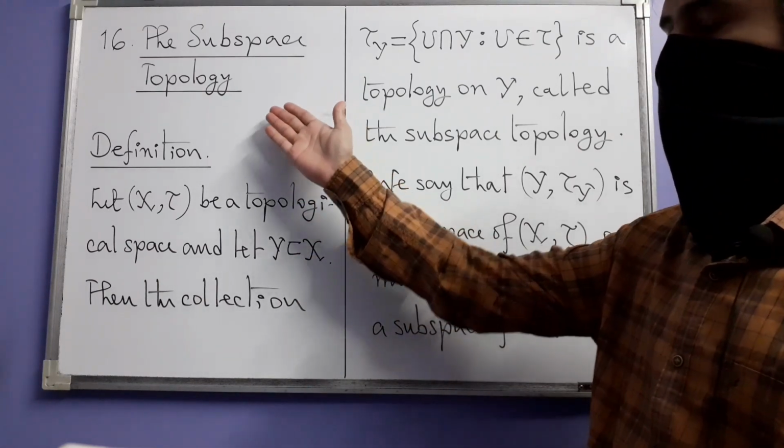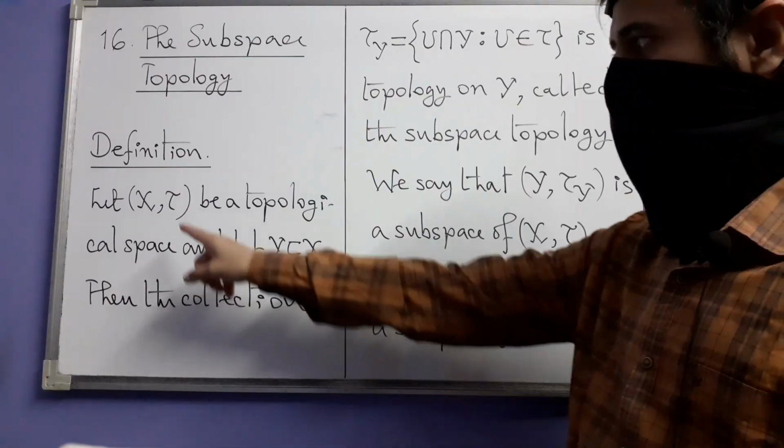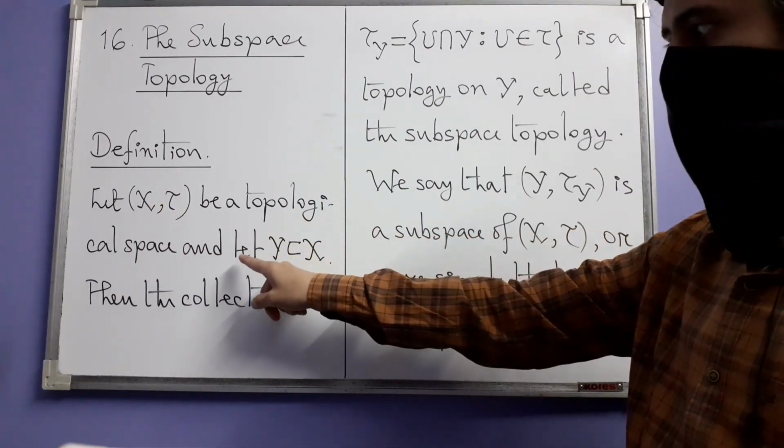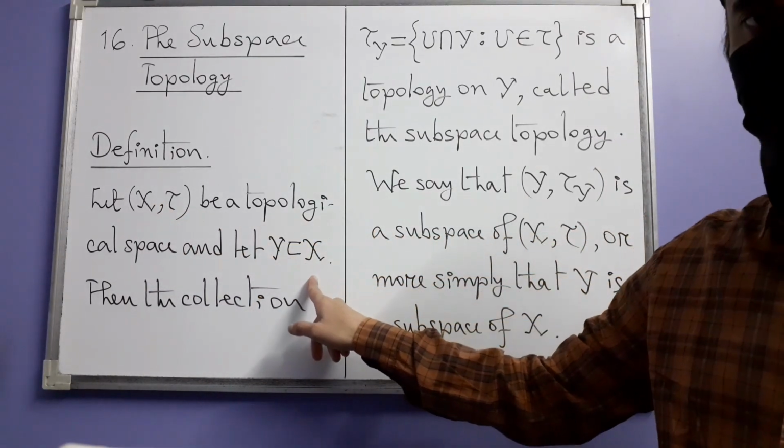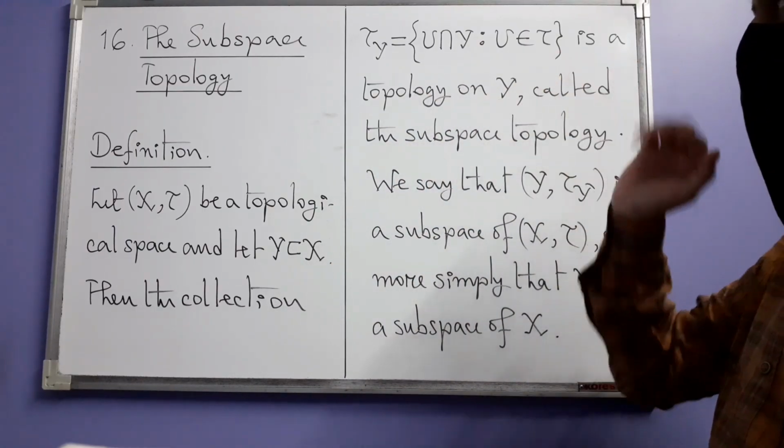Next section, the subspace topology. So let's first see the definition. Let (X, tau) be a topological space and let Y be a subset of X. Then the following collection is a topology on Y.